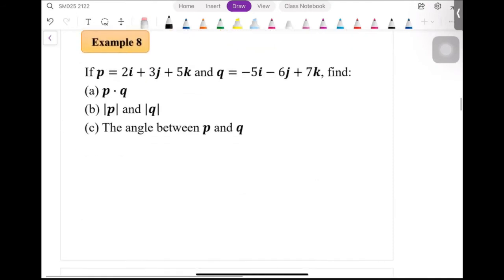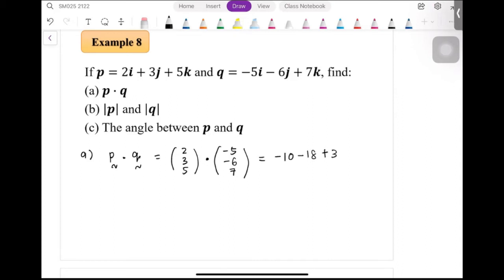Next question. Given vectors P and Q, first part A, we have to find P dot Q. So as before, I just transform this into column vector form. For vector P, we would have 2, 3, 5, dot with vector Q, which is -5, -6, and 7. So the dot product between these two, we will get -10 minus 18 plus 35. Simplify this, we will get 7. And that is basically the dot product between P and Q.